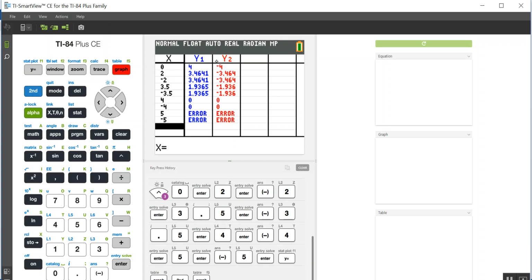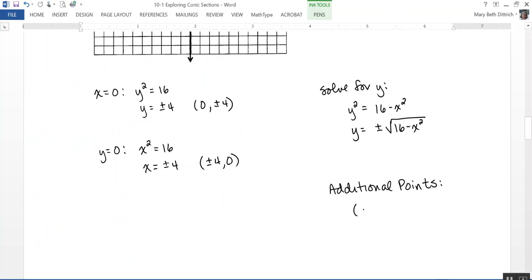I already know about 0 being when x is 0, y is positive or negative 4, and when x is positive or negative 4, y is 0. But also if x is positive or negative 2, I get a positive or negative approximately 3.5. If x is a positive or negative 3.5, I get that y is approximately equal to positive or negative 2. So I'm going to go ahead and add those. So positive or negative 2 and positive or negative 3.5. And positive or negative 3.5, and positive or negative 2.